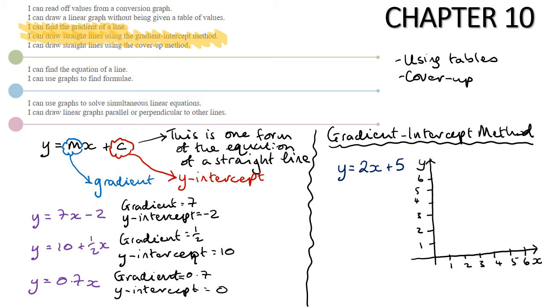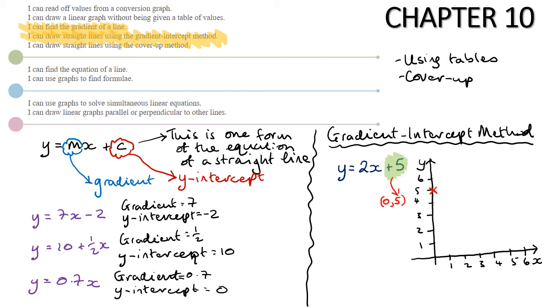Hopefully they're fairly spaced out. And the first thing that I do, I'm going to look at this number here, the 5. That is where the line crosses the y-axis. So I'm going to put a cross where 5 is there. And that is actually the coordinate 0, 5, because it's 5 on the y-axis.